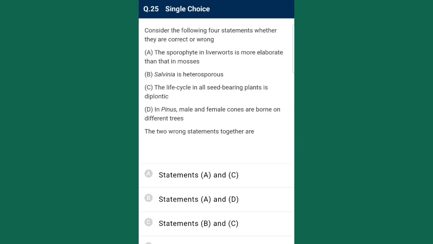Question number 25. Consider the following four statements whether they are correct or wrong. From that, two wrong statements together. The sporophyte of mosses is more developed than liverwort. The simplest sporophyte that is found in Riccia, it is commonly called as liverwort, is represented by capsule. In Funaria, a moss, the most complex sporophyte is found.